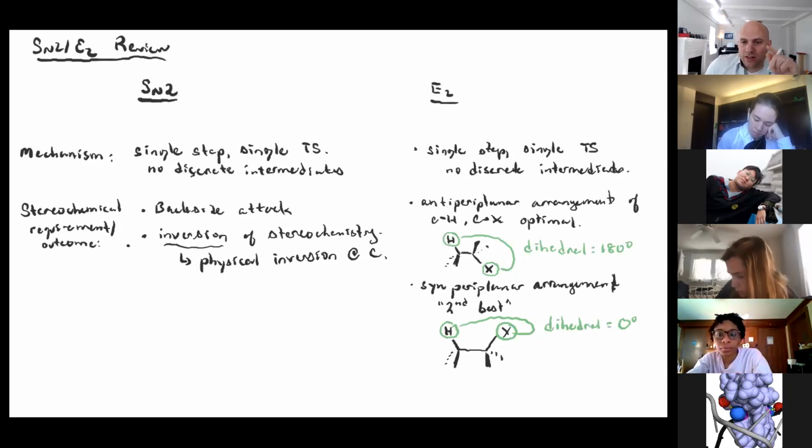And what is not tolerated, what we can't do is, and there's no real term, well, there's a term. We can't do an elimination where the CH bond and the CX bond are orthogonal, where that dihedral is 90 degrees. Those eliminations do not proceed.